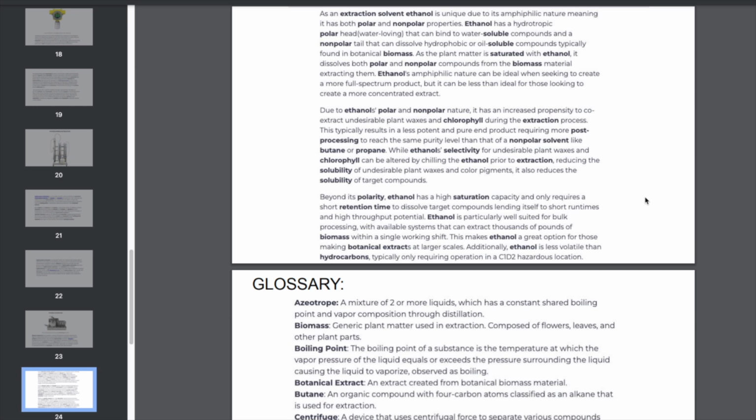This typically results in a less potent and pure end product, requiring more post-processing to reach the same purity level than that of a nonpolar solvent like butane or propane. While ethanol's selectivity for undesirable plant waxes and chlorophyll can be altered to some extent by chilling the ethanol prior to extraction, reducing the solubility of the undesirable plant waxes and color pigments, it also reduces the solubility of target compounds. So what am I saying right here?